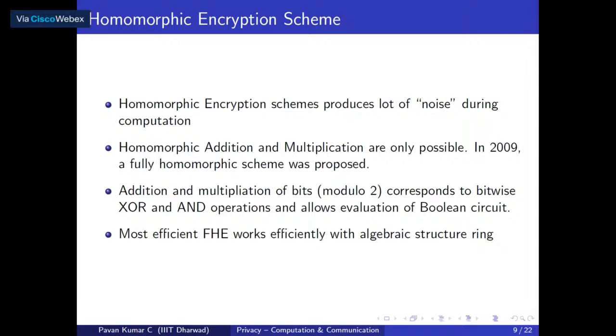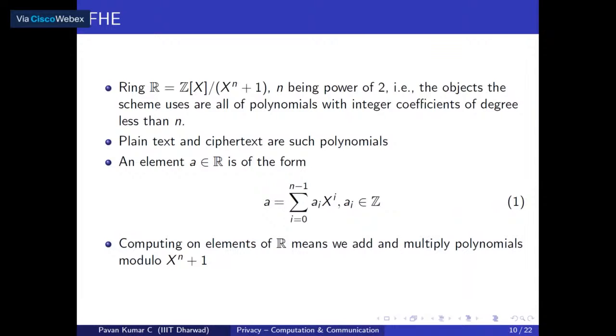And the most efficient fully homomorphic encryption schemes work with the algebraic structure called a ring. As I told you, there are different algebraic structures, but this fully homomorphic encryption scheme, one that can be easily implemented and works efficiently, is defined over the algebraic structure ring. So in the case of the fully homomorphic encryption schemes, this ring is defined something like this. There is a notational abuse here: it should be a capital R, but with this symbol it looks like a real number. Sorry for that, the typo is there.